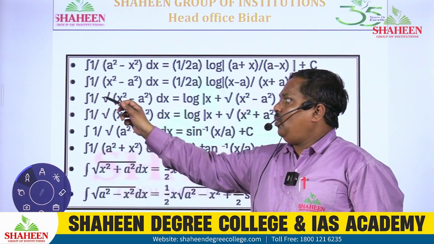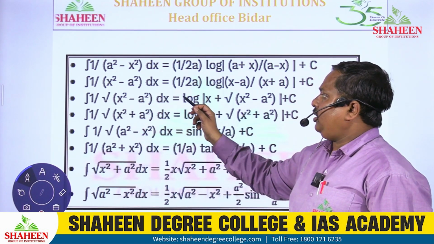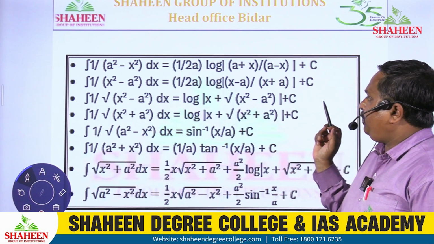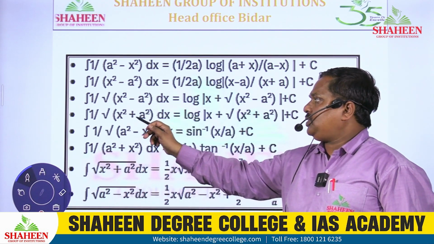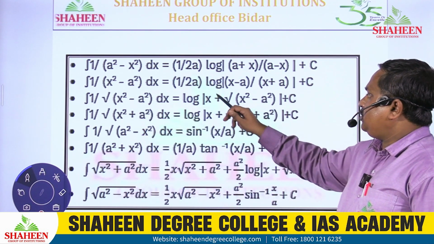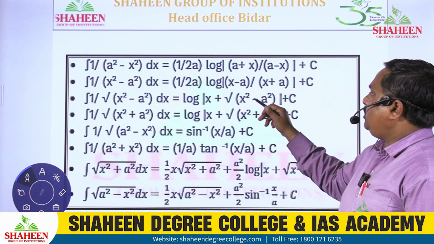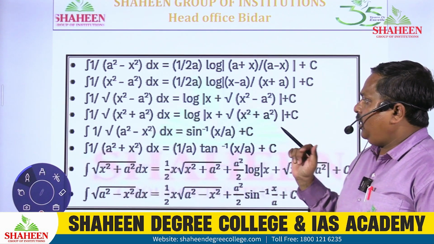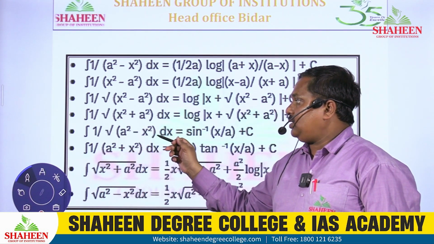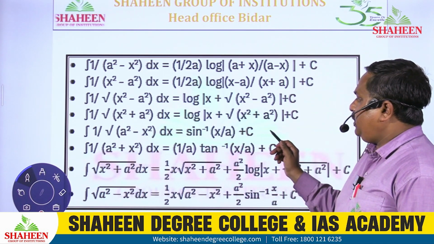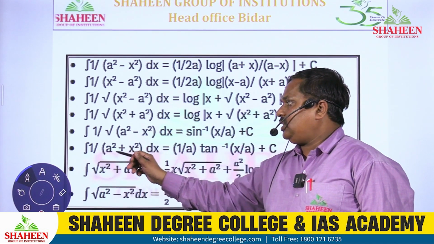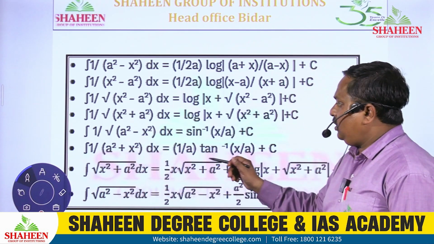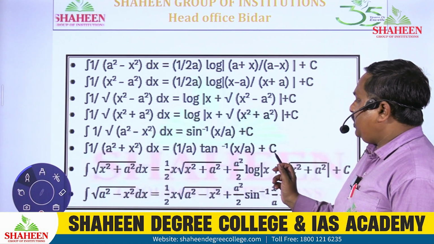If we have 1 divided by under root x square minus a square dx, then this is log of x plus under root x square minus a square, plus c. If minus becomes plus, this formula is the same, with x square plus a square inside the under root. And 1 divided by under root a square minus x square dx is sine inverse x by a plus c. And 1 divided by a square plus x square, where we don't have the under root, is 1 by a tan inverse x by a plus c.